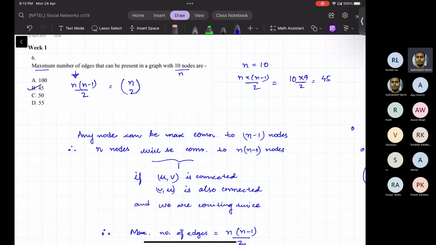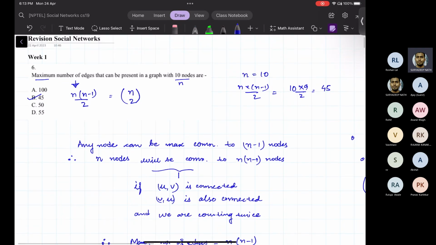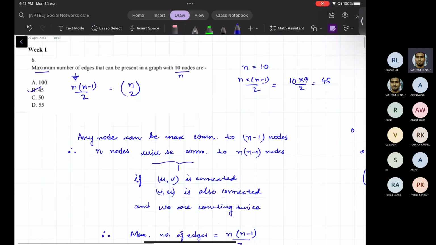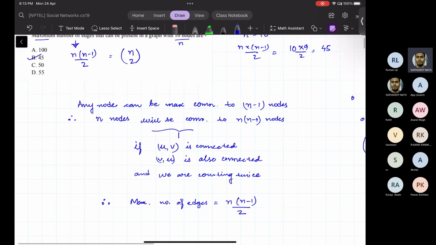Someone is asking what is the maximum possible number of edges in a directed graph having n nodes. The previous answer is for an undirected graph. For a directed graph, it really depends on the graph. If it is bidirectional, you just remove the 2 from the denominator, because UV being connected is different from VU being connected. So it would be n into n minus 1 for a fully connected bidirectional graph. Otherwise, it would depend on how the direction is defined in the graph.